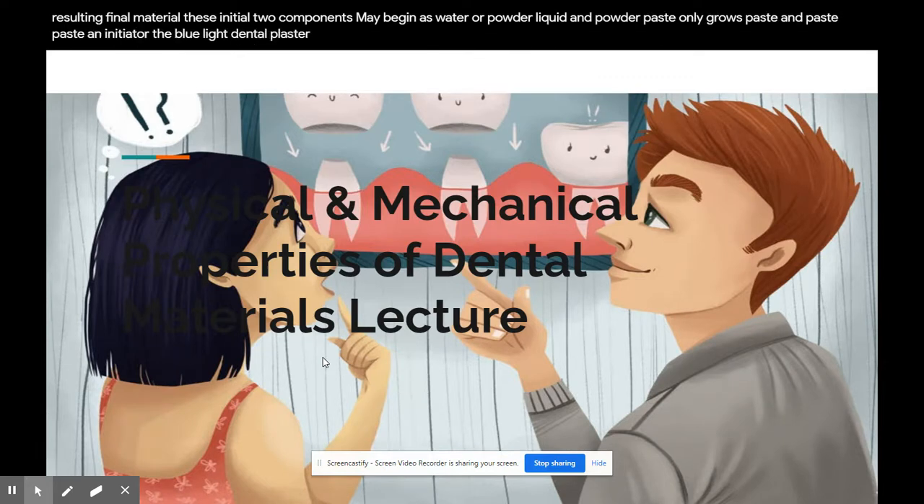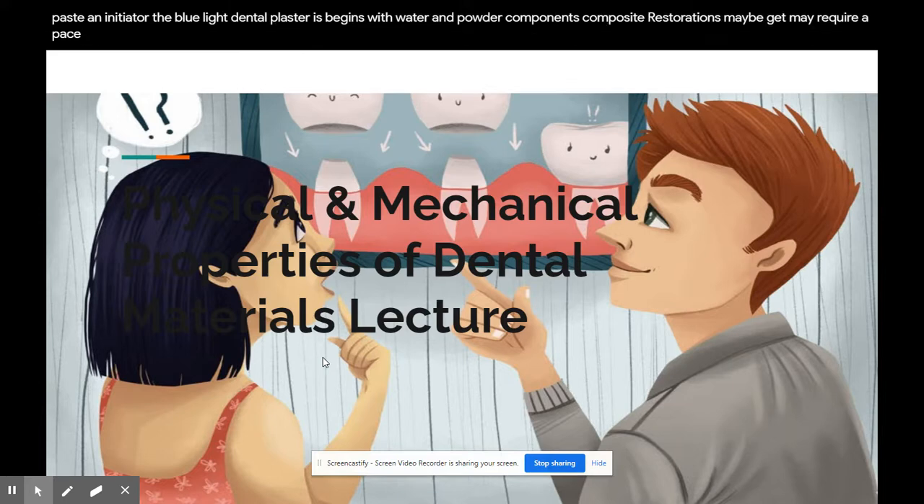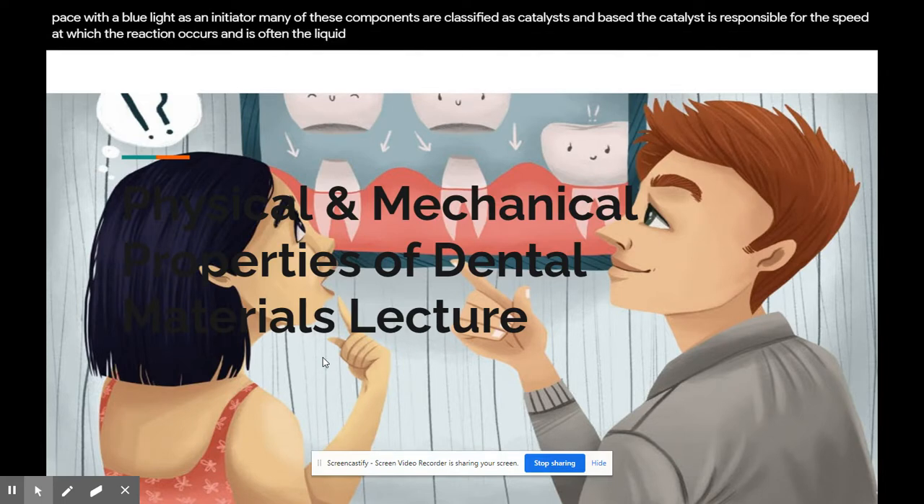Dental plaster begins with water and powder components. Composite restorations may require a paste with a blue light as an initiator. Many of these components are classified as catalyst and base. The catalyst is responsible for the speed at which the reaction occurs and is often the liquid component. Components may be measured and dispensed as catalyst and base or packaged in predispensed amounts.